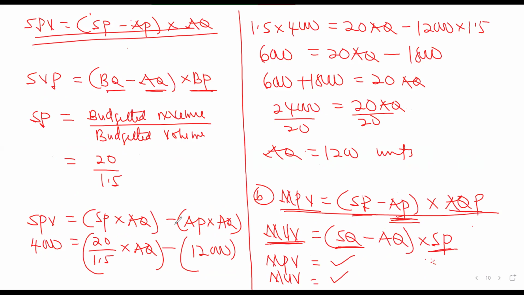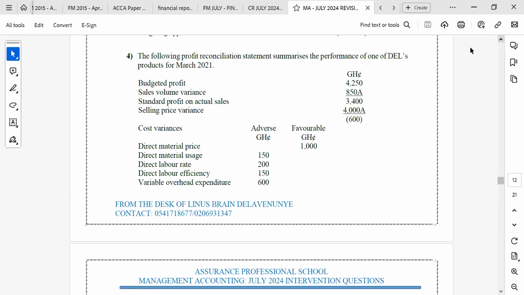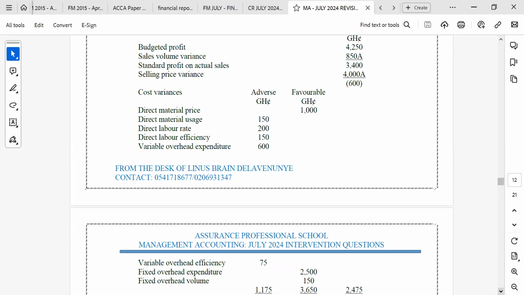With the sales, we have two types of this. We have the sales price variance and the sales volume variance too. One of them cannot help you solve it. The volume one cannot help you because you can't find your budgeted profit. Please, the budgeted profit is there, 4,250. Then you can use that one also. They have to give you the same answer.